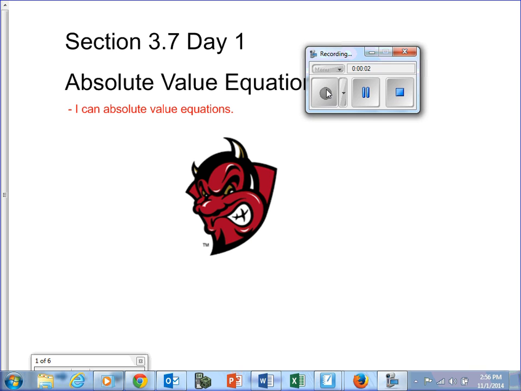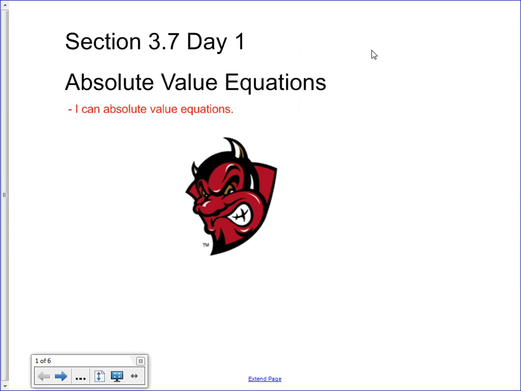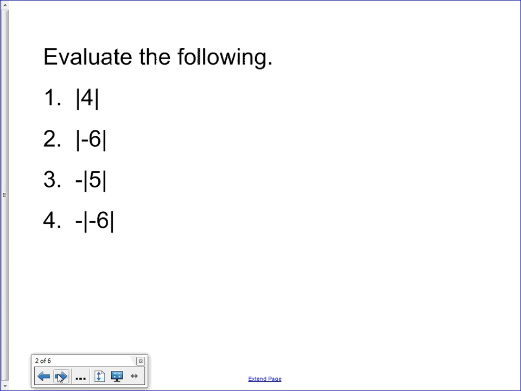Okay, today we're going to start 2 days on absolute values again. And the first day we're talking about absolute value equations. And hopefully at the end of this video you can say that I can solve absolute value equations. So if we're going to do absolute value equations, we better review absolute values.